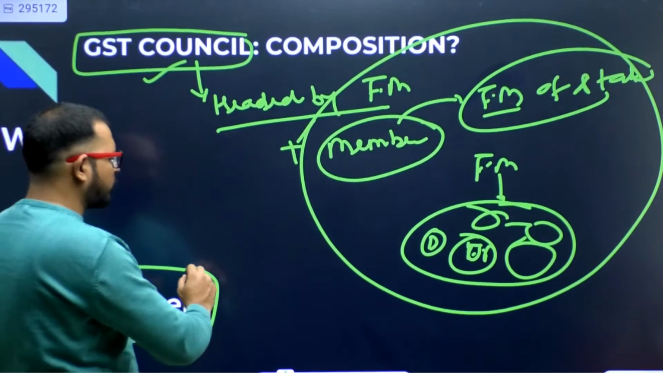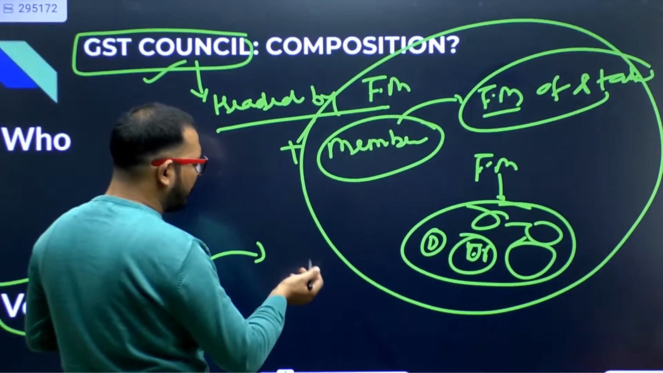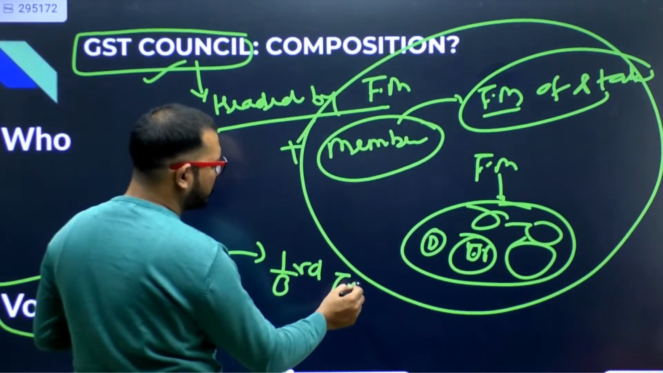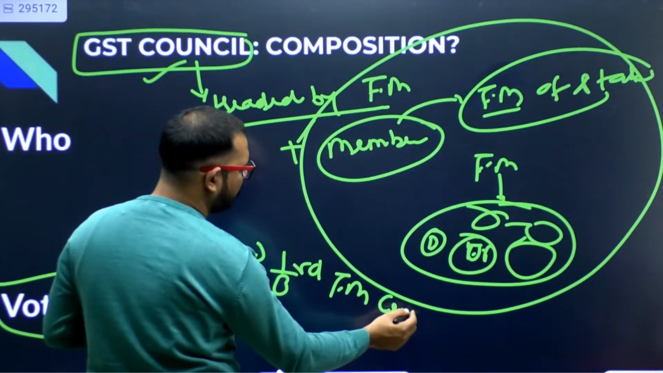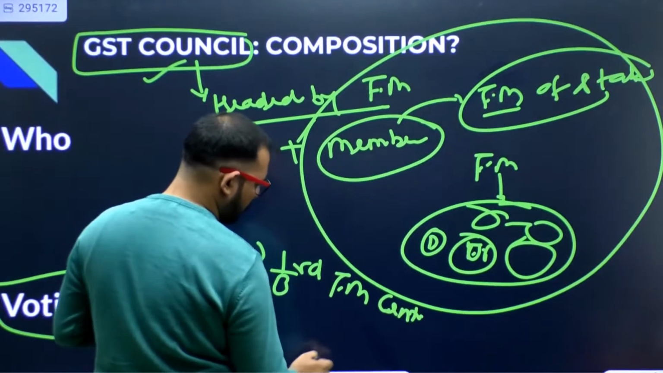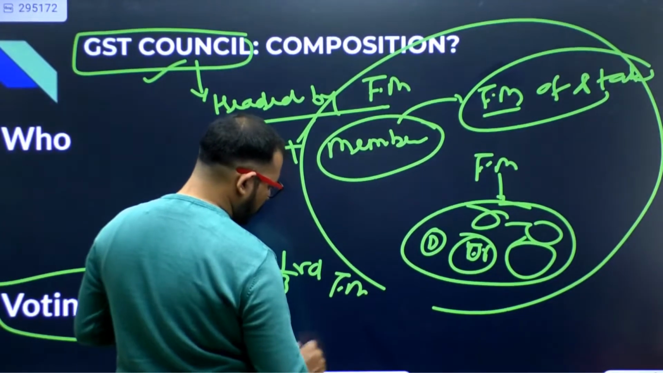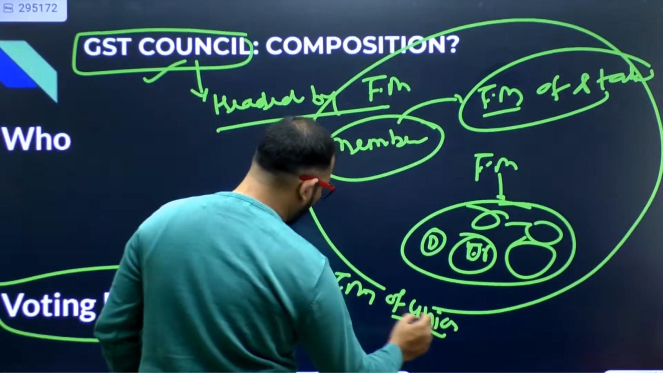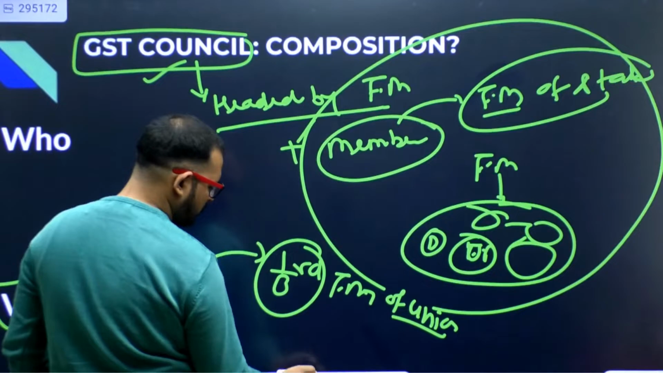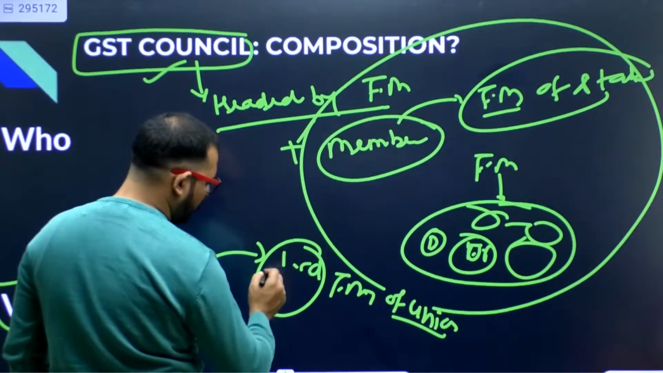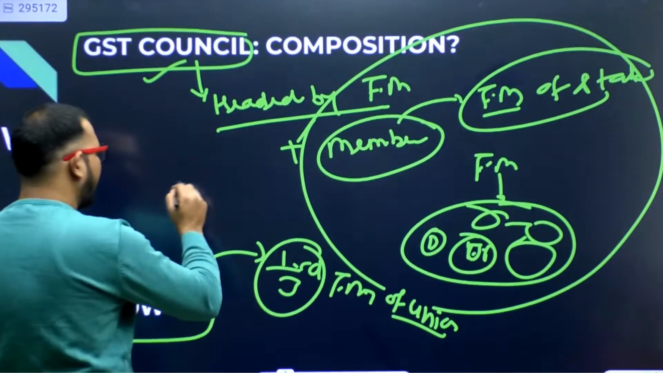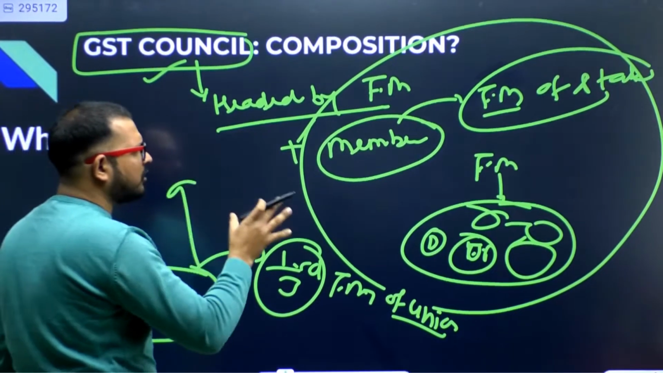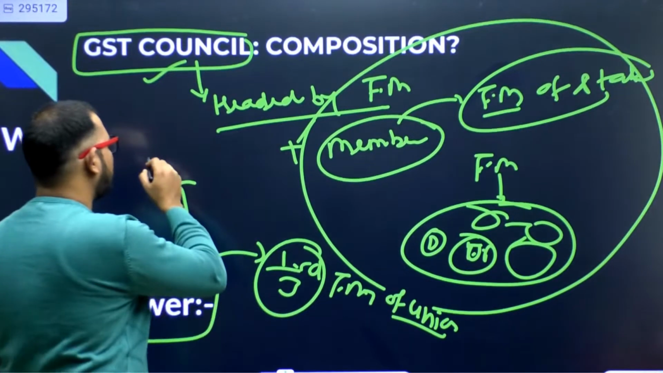So here there is voting. All voting will take place, and the weightage of the voting is 1/3 to the central finance minister, or union finance minister. The union finance minister's voting weightage is 1/3. And the state finance ministers' voting weightage is 2/3.